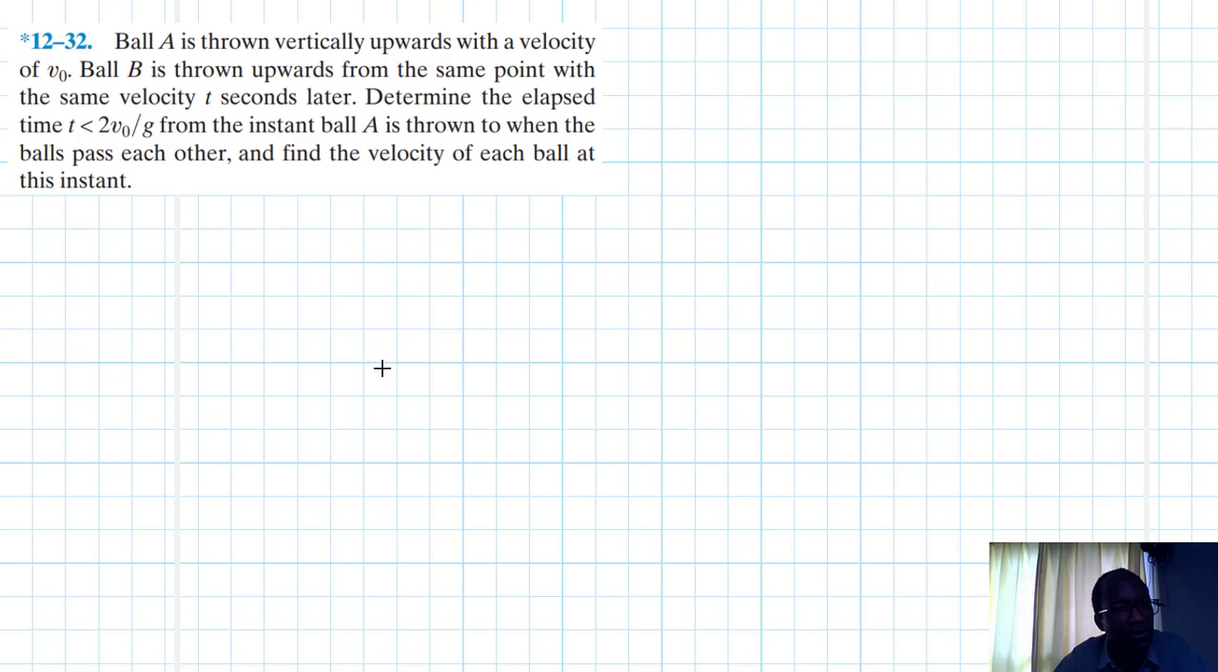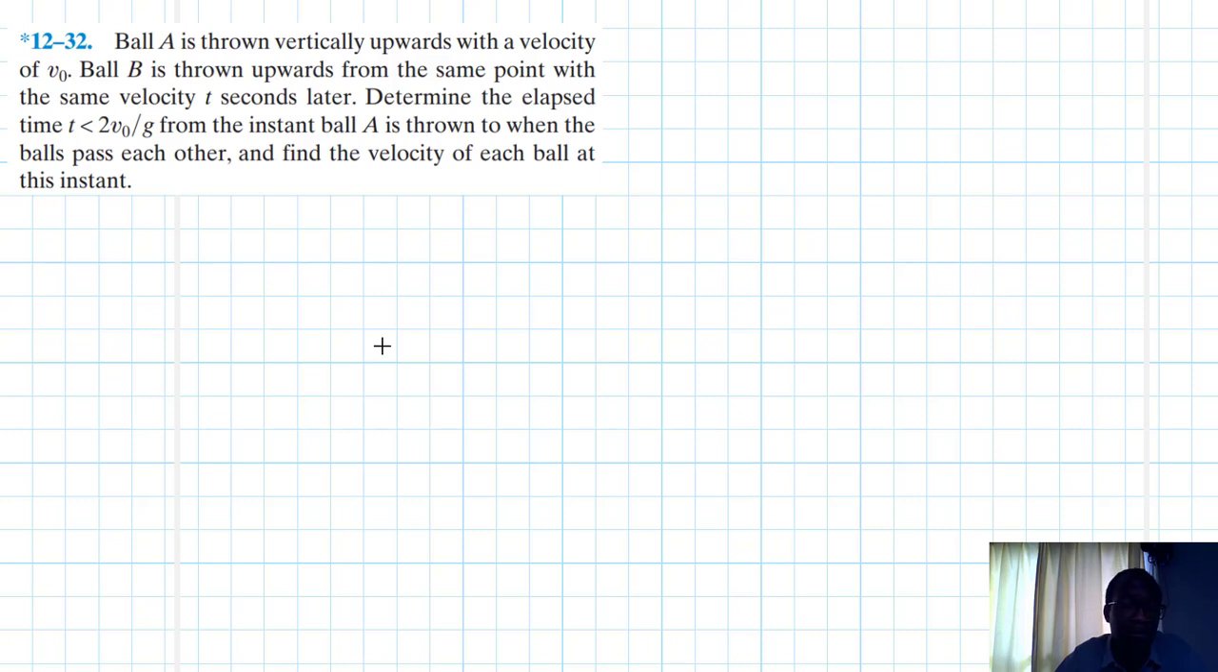The problem reads: a ball A is thrown vertically upwards with a velocity of v naught. Ball B is thrown upwards from the same point with the same velocity t seconds later. Determine the elapsed time t, less than 2 v naught divided by acceleration due to gravity, from the instant ball A is thrown to when the balls pass each other, and find the velocity of each ball at this instant.